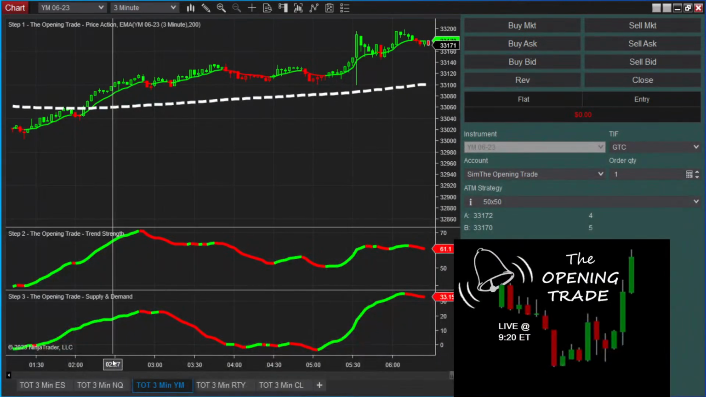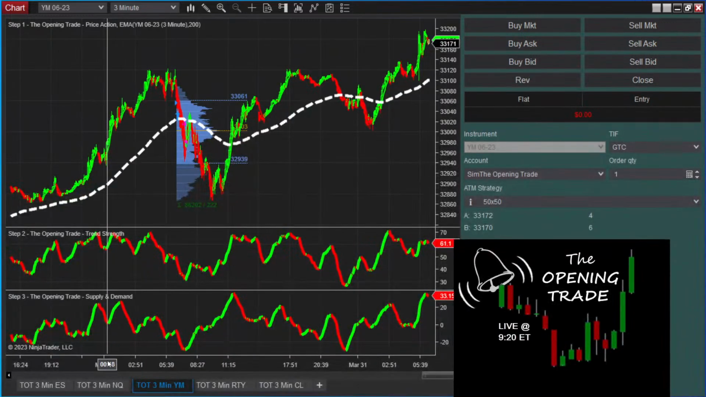Okay, so here we have the Dow. Yesterday started here and ended here. So that is quite a bit of range movement right there.